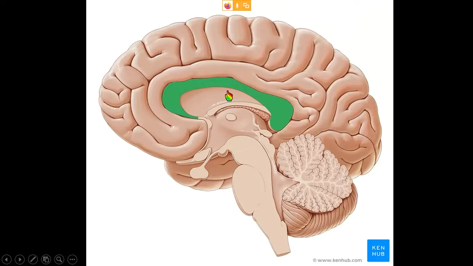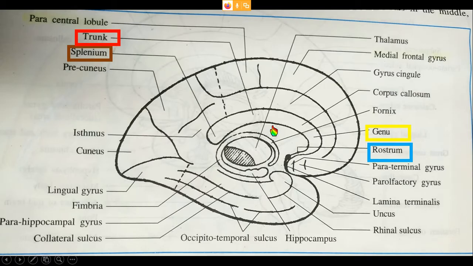The corpus callosum presents, from behind forwards, the splenium, then the trunk, also called the body. Then you can identify the genu, and here you can identify the rostrum. Okay, let me show you this. Yes, here you can identify. Here we are just looking from posterior to anterior. Splenium over here, then this is the trunk, here you can identify the genu, and this part is the rostrum. So these are the parts of the corpus callosum.